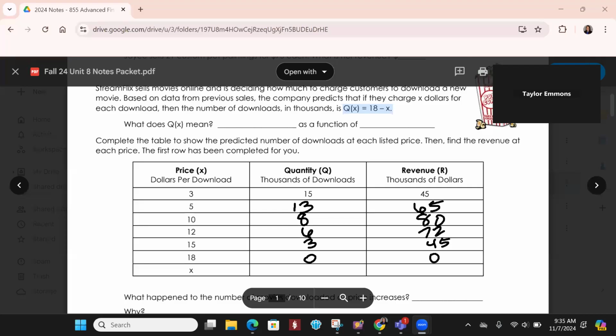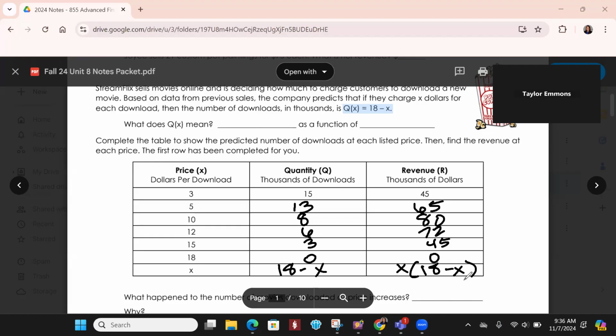All right. So you fill in all that stuff. Okay, this is the important part. Ready? So the way we found quantity is we did 18 minus X, right? That's how we did it. Now to find revenue, we took X and multiplied it times 18 minus X. Do you see it?